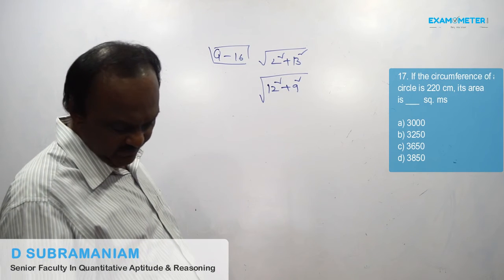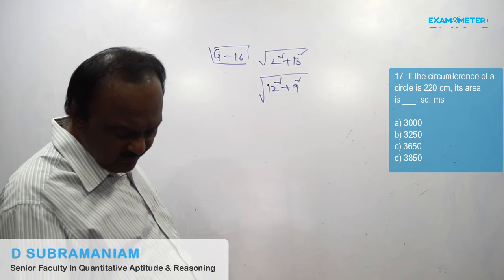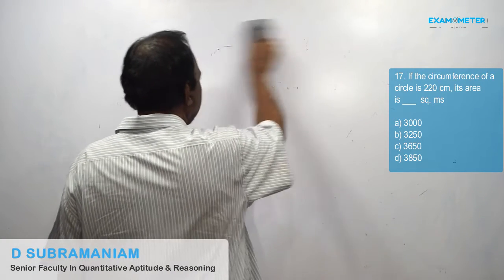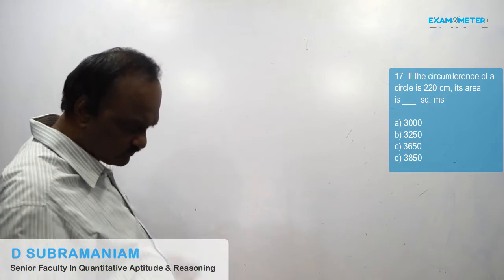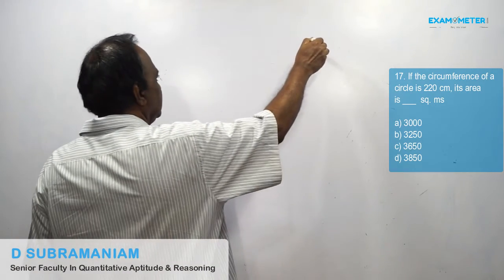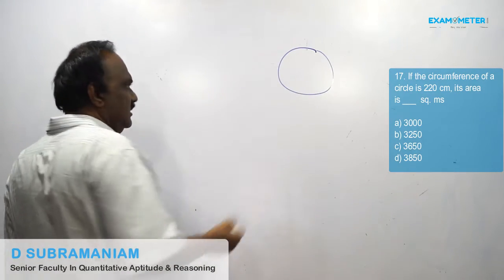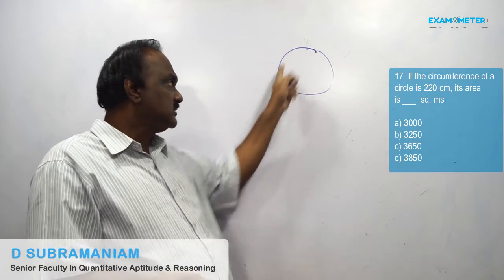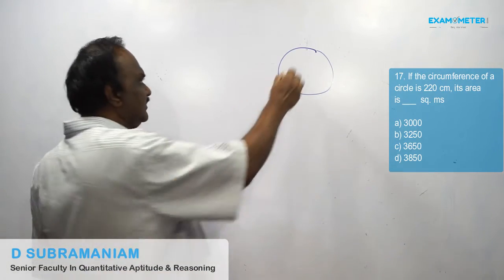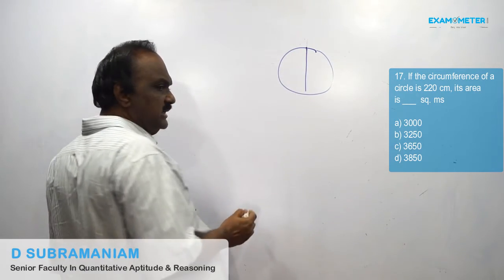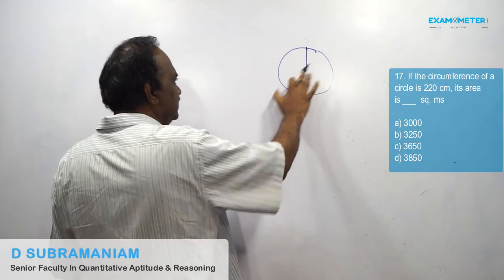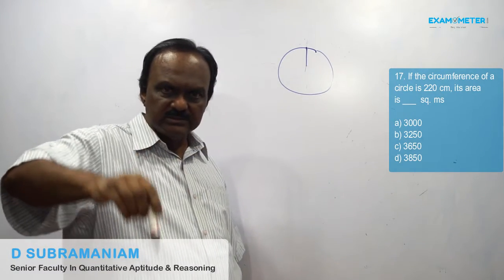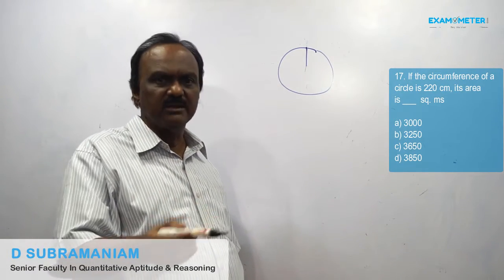Question number 17. If the circumference of a circle is 220 centimeters, its area is. This is called circle. This is called circumference. This is called diameter. This is called radius. Circle, circumference, diameter, radius.